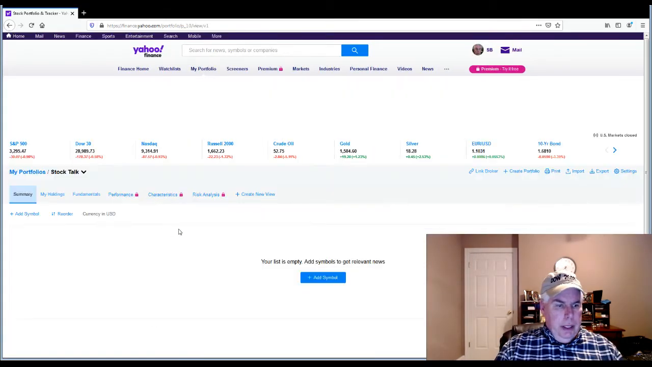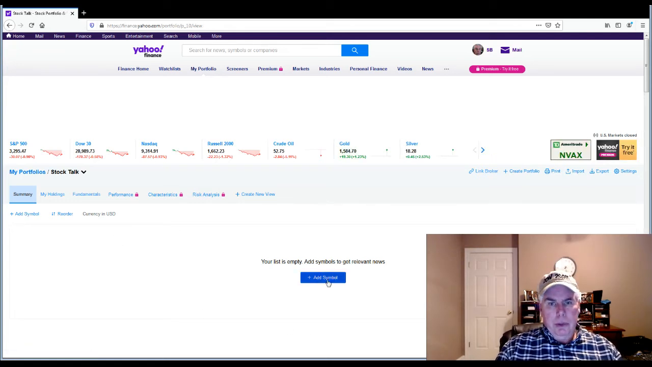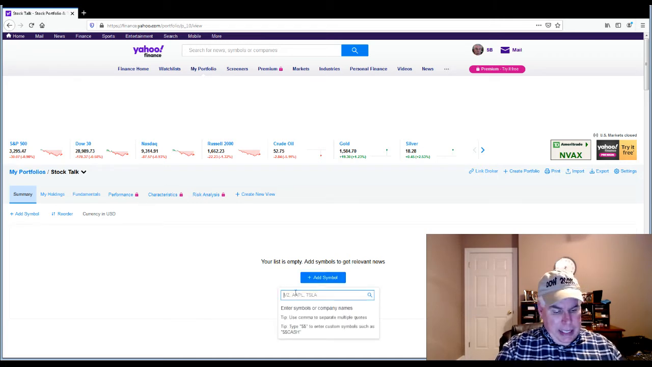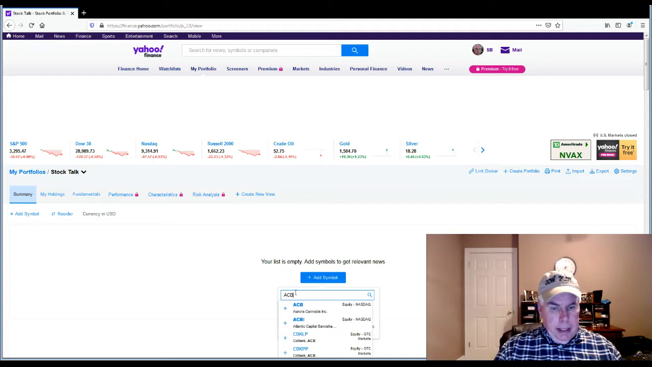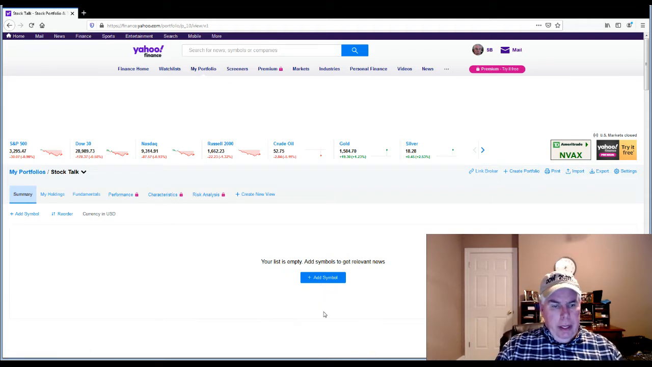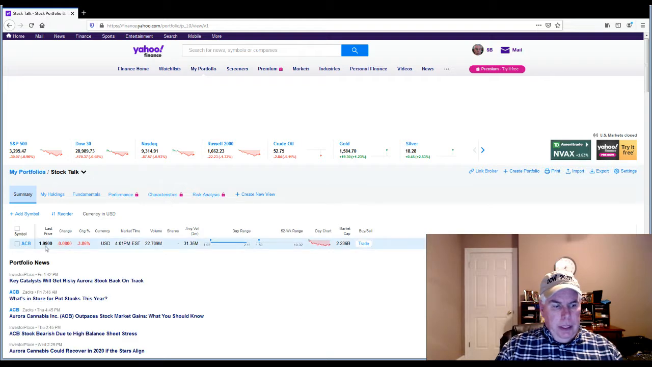So you see it comes up and it takes you to a page where you can add the symbols. So we want to add some of the stocks that we traded last week. Let's go ahead and get them added in there. First one being ACB. That is the Aurora Cannabis Inc. And we'll add that one in there. So it comes up here, shows you the last price, what it did the last day.